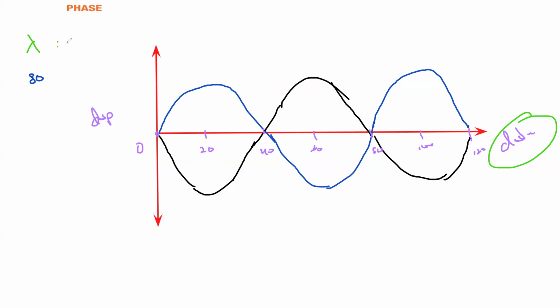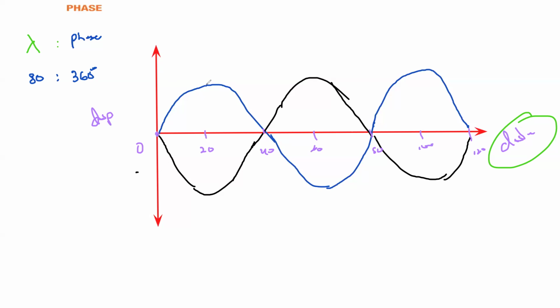So the wavelength is 80, and whenever the wave completes one wavelength, what is the phase? The phase is equal to 360 degrees. So 80 meters or 80 centimeters or 80 millimeters equals 360 degrees or 2 pi radians. Now we want to work out the phase difference. So when we work out the phase difference, we have to take the identical points.